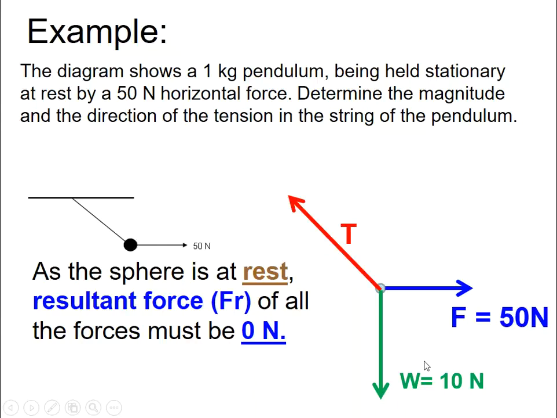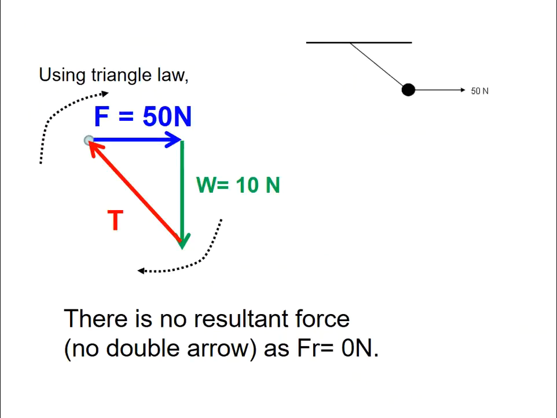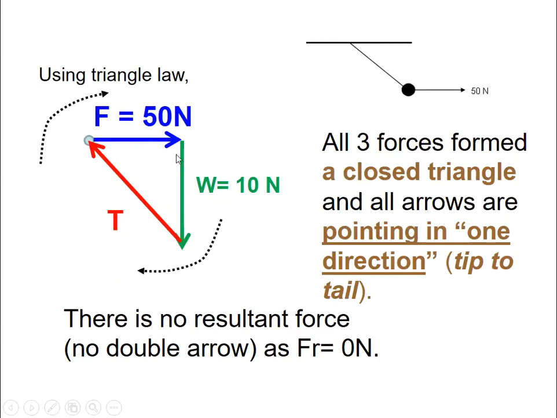Now, I'll try to explain why we get a closed vector triangle. Using the triangle law, when we shift the forces and arrange them properly, you will notice tip to tail, tip to tail, tip to tail. This shows that there is no resultant force, and that there is a closed triangle, with the arrows all pointing in one direction. In this case, it looks like a clockwise direction, tip to tail.